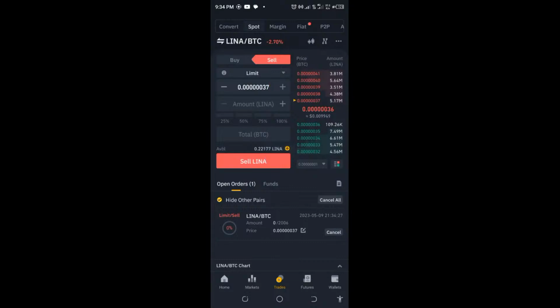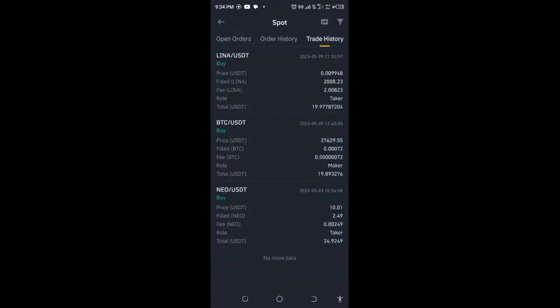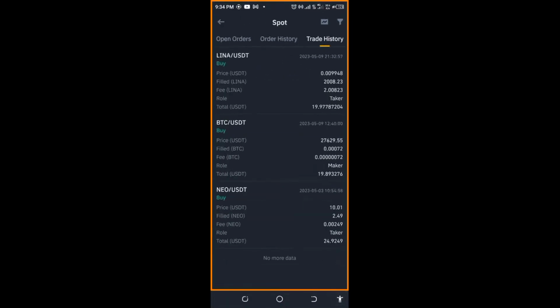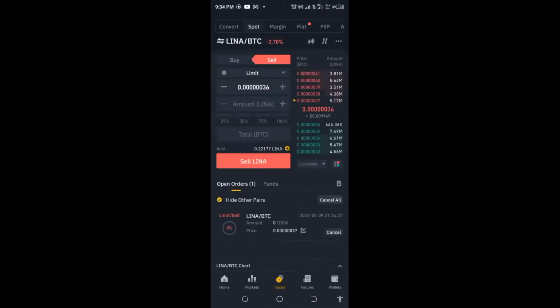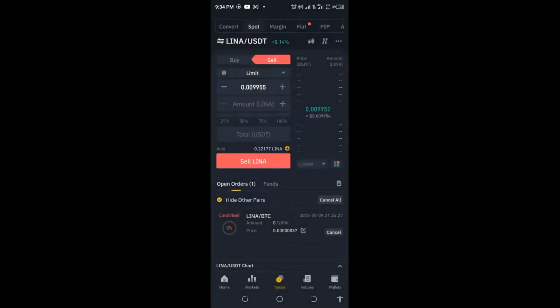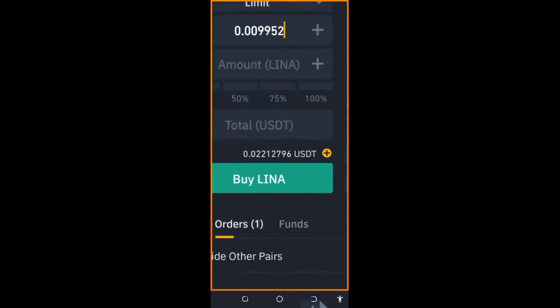But don't forget, we bought this. Okay, so let me go and check the trade history. We bought this for how much? We bought this for 0.009948. Okay. So, and we spent 19.97. That means that if I go back, I should have 3 cents. Let me see. Lena USDT. Let's see what we have. Will we have 3 cents? Let me see. Okay, we have something not really close, like 2 cents.